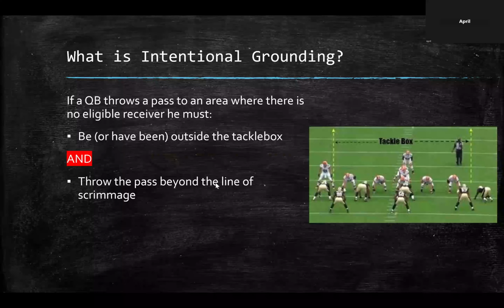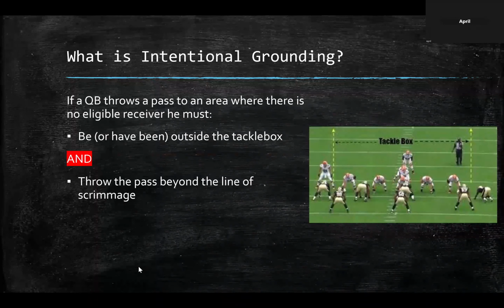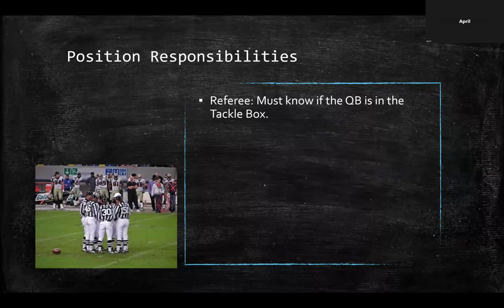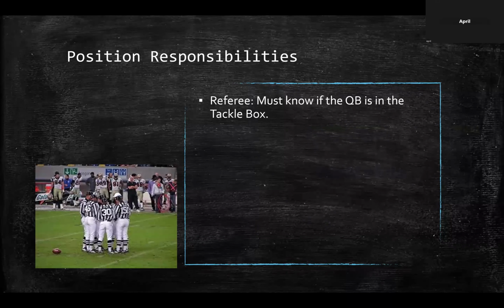All right, let's jump over to the next slide. Okay, the position responsibilities on the field. The referee must know if the quarterback is in the tackle box when the pass is made. Now, if the passer leaves the tackle box and then comes back, he's considered to still be out of the tackle box. Once he leaves, it evaporates and he can dump the ball even if he runs back towards the middle of the field, gets in there, and then throws it out in some area where there is no receiver.